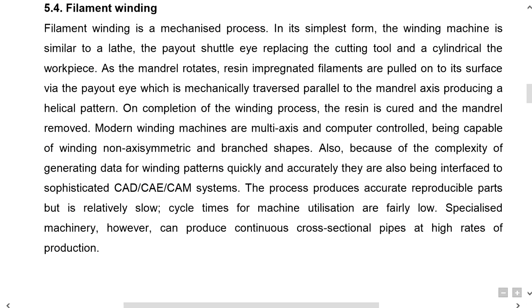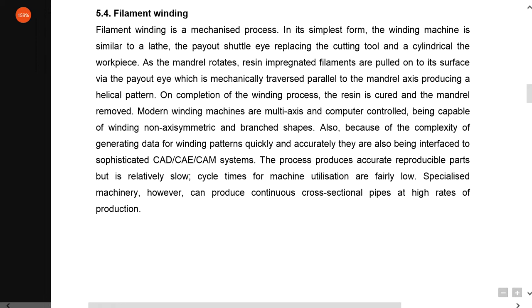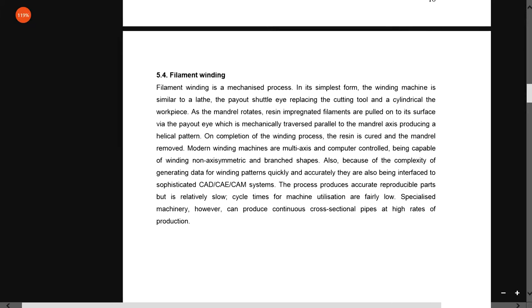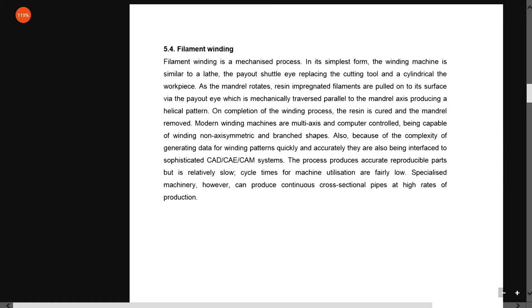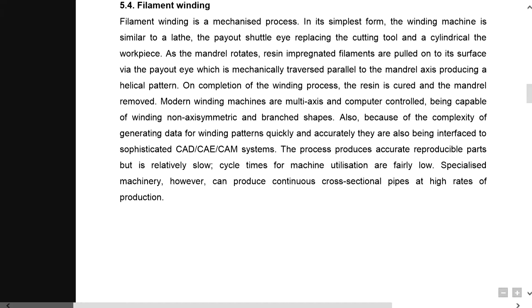You may also go to your reading material, page 15, or actually page 17, I think. Is it page 17? Yeah, page 17. This is 16, so this is most probably 17. You can go and read it out. But the key thing, as you can see, is that it's a relatively slow cycle time, so it takes time to dry it. And machine utilization is fairly low.